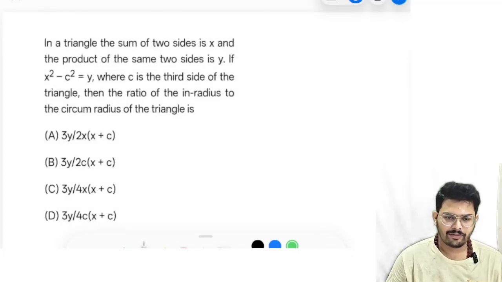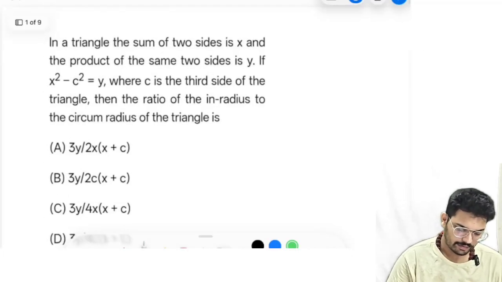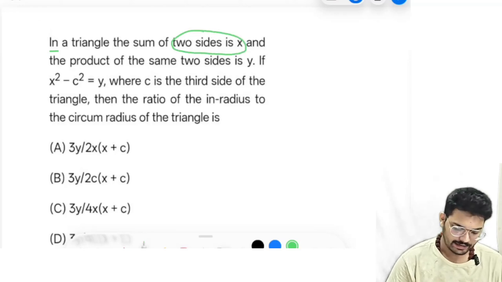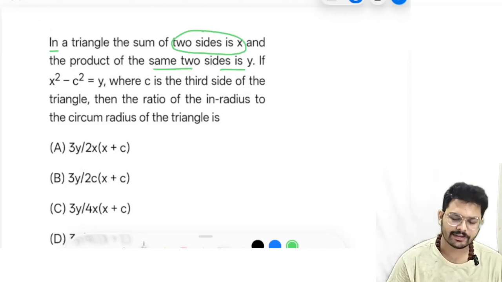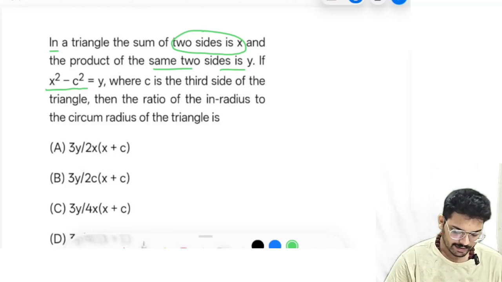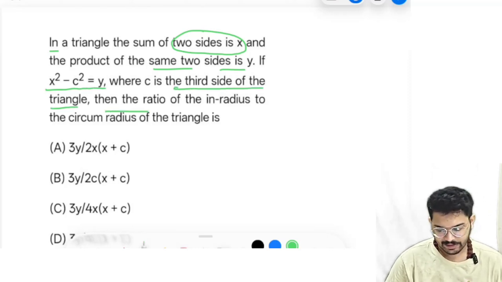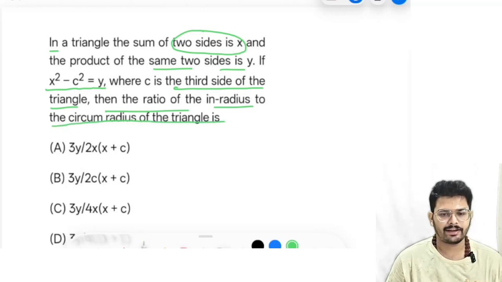In this video, we'll be solving one question from solution of triangle. In a triangle, the sum of two sides is x and the product of the same two sides is y. If x square minus c square equal to y, where c is the third side of the triangle, then the ratio of inradius to the circumradius of the triangle is.